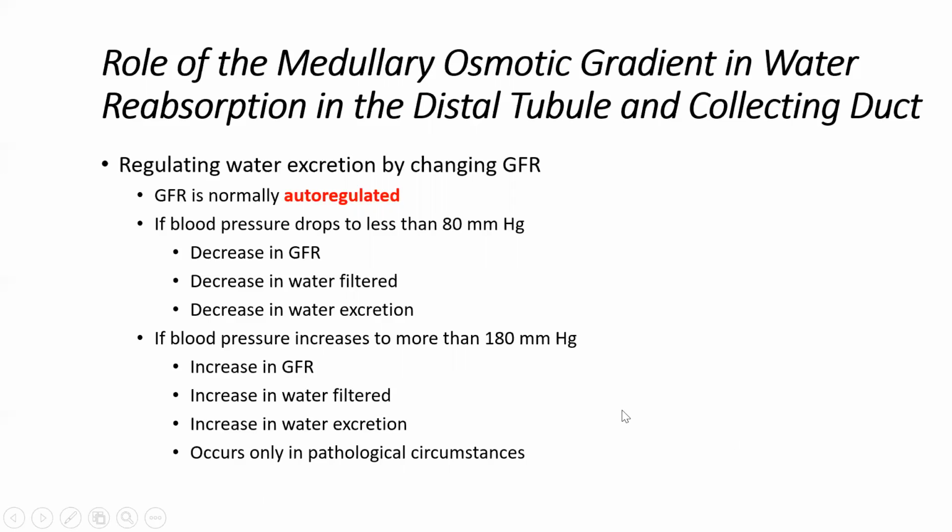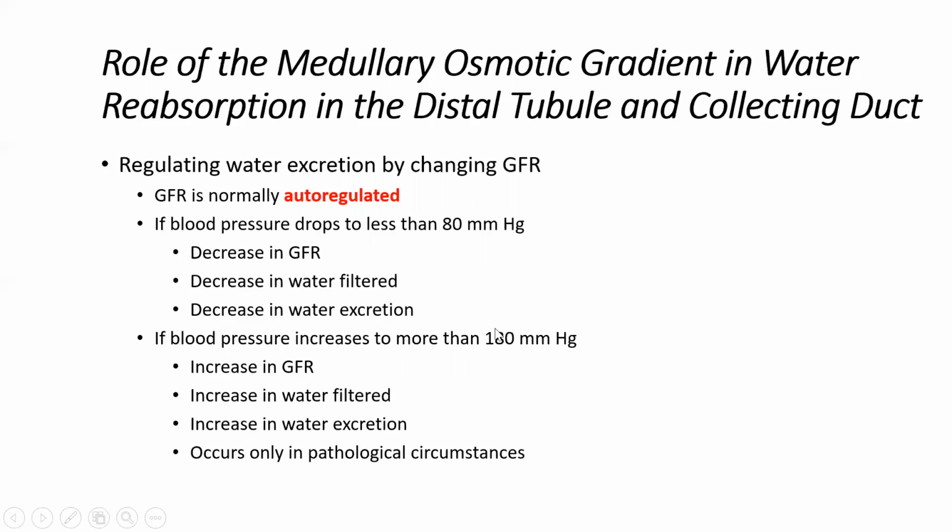They are going to increase the flow into the kidneys, increase the GFR, increase the amount of water filtered, and then increase the amount of water excreted. And again, two practical scenarios here are going to be a drop in pressure less than 80, being hemorrhage, dehydration, shock. And the end result of decreasing water excretion is going to be to correct that, right? If we're hemorrhaging, we want to try to conserve more water.